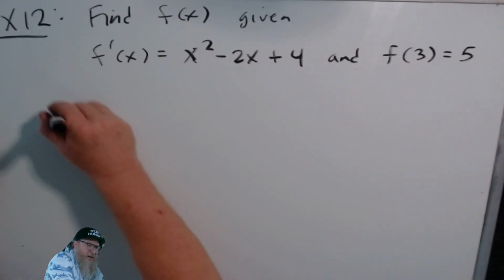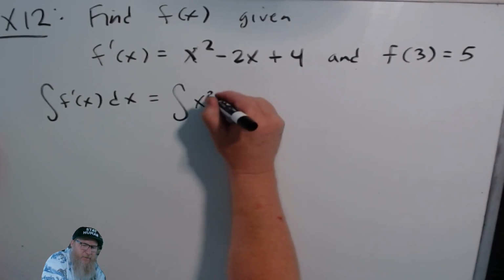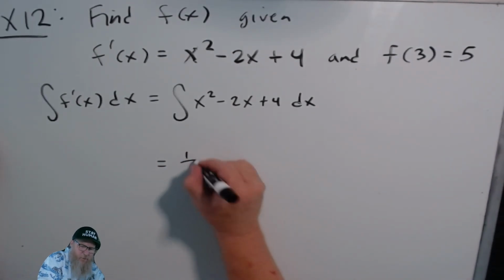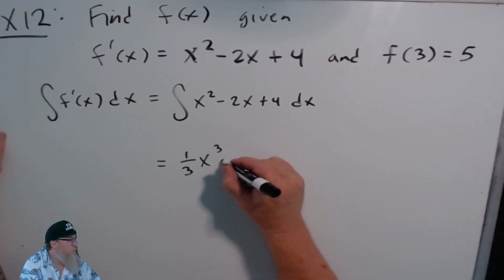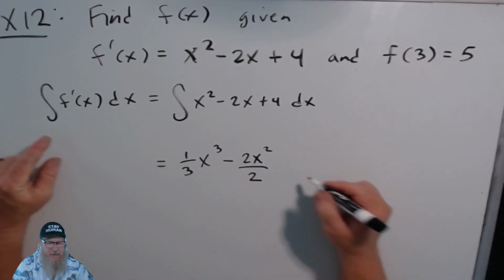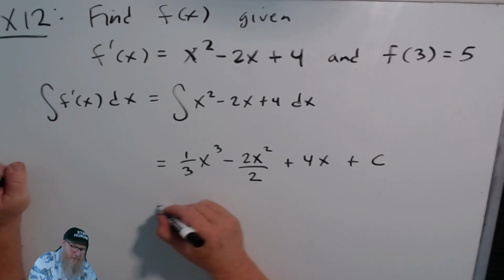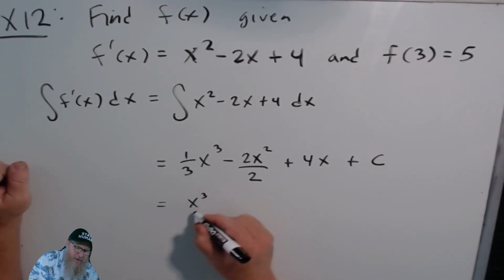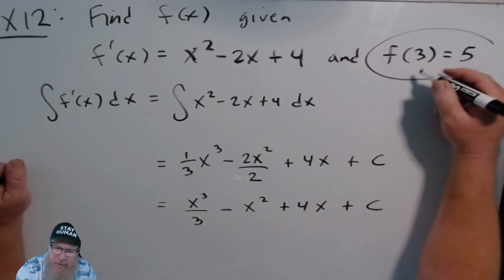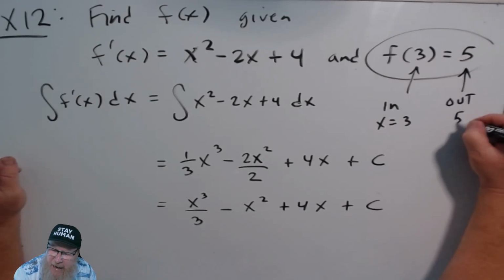Okay. So we integrate f prime. That'll be the integral of x squared minus 2x plus 4, which will be 1/3 x cubed minus 2x squared over 2. Those 2's are going to cancel. Plus 4x plus c. Or you could write it this way: x cubed over 3 minus x squared plus 4x plus c. Now you plug in x equals 3, and you get out 5.